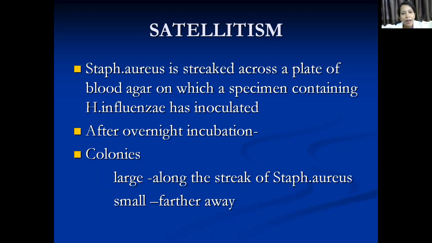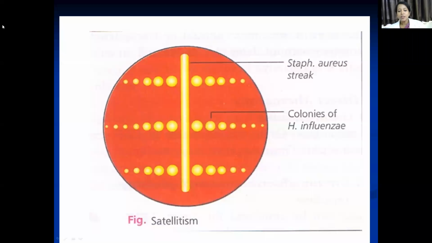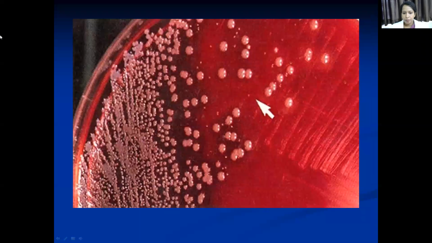This phenomenon is known as satellitism. Understood? I can't see whether you understand or not because I'm not able to see your video. Anyway, so this is satellitism. Bigger colonies are near the line of Staphylococcus aureus, and as we move outwards, the colonies are smaller. So this phenomenon is known as satellitism. See, your bigger colonies are near the Staphylococcus aureus streaking and smaller colonies outwards.